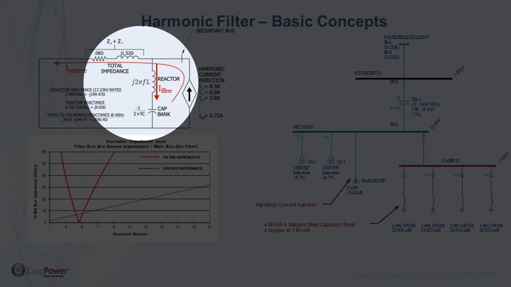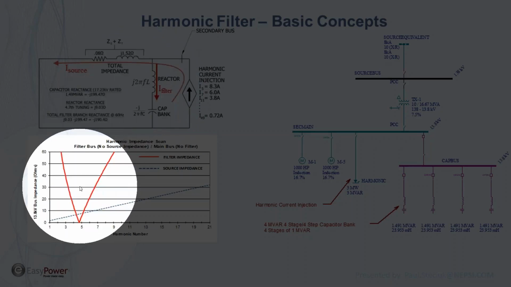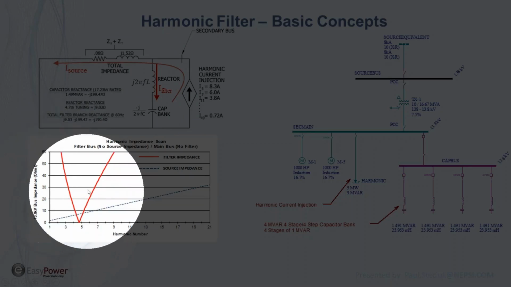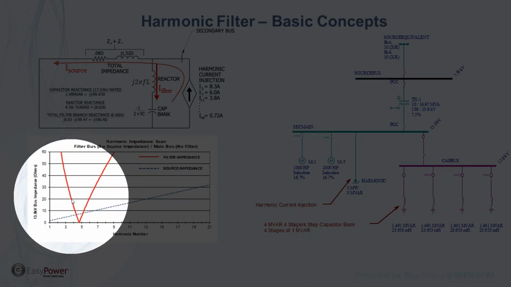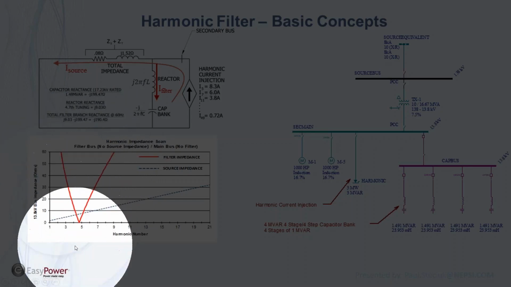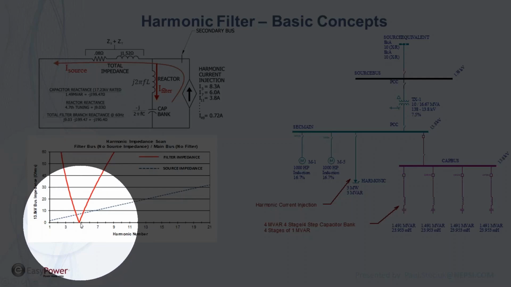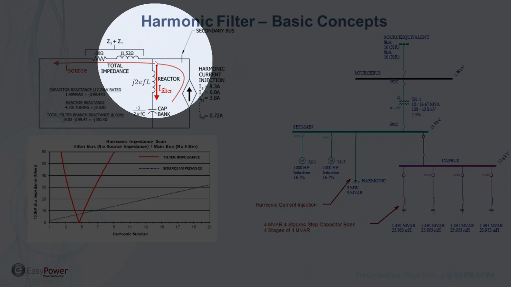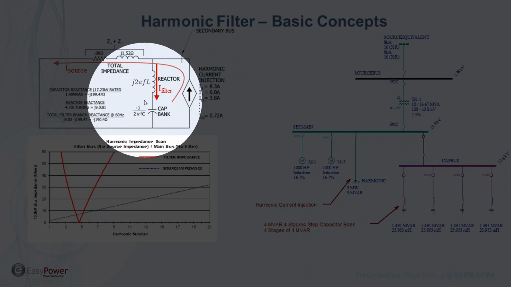So the filter offers a low impedance path, and I indicated that down here with the impedance scan. Actually, the red line represents the impedance of the harmonic filter. It's a notch tuned harmonic filter, it has a low impedance at the 5th harmonic, meaning that any harmonic current flow that comes from this harmonic current injection is going to flow into this filter.